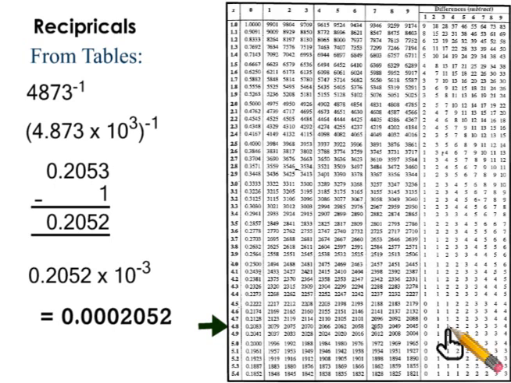Now you will have noticed that the larger a number is, the smaller its reciprocal, and the reverse is also true.